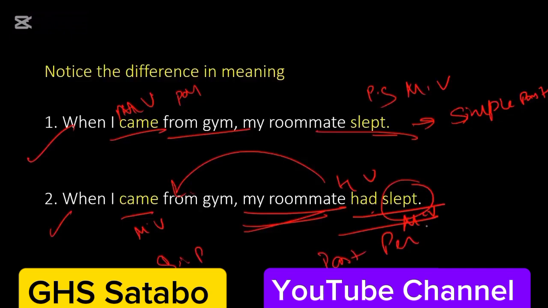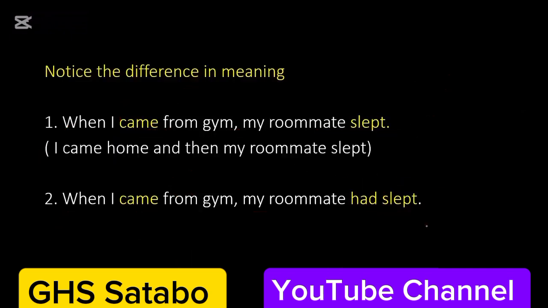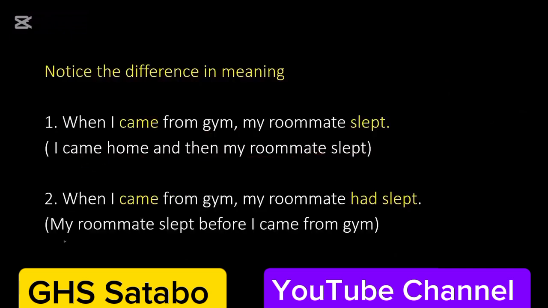So the difference that we were referring to is, in the first sentence, I came home and then my roommate slept. On the other hand, in the second sentence, my roommate slept before I came from the gym. So can you see the difference in both the cases? In the first case, you came home and then the roommate slept, which shows that there is a series of action.